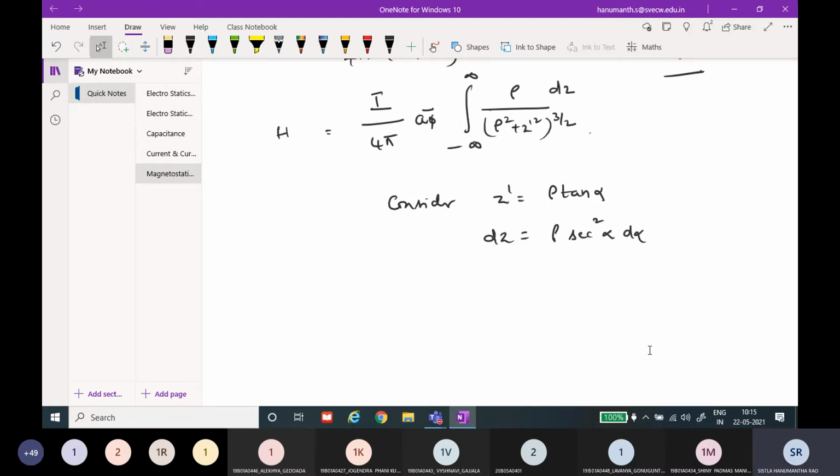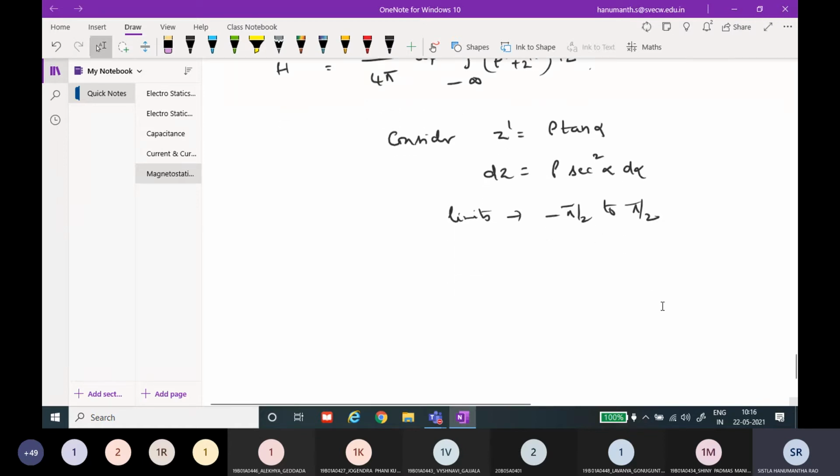Now the limits of alpha will be reduced. Alpha is equivalent to tan inverse of z prime by rho. Z prime is represented from minus infinity to plus infinity. Therefore the limits of alpha will be minus pi by 2 to pi by 2. Is it okay now?